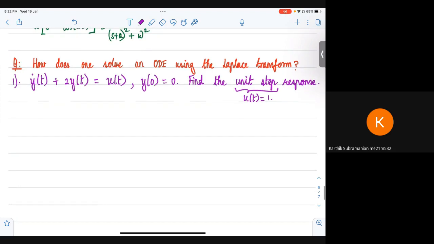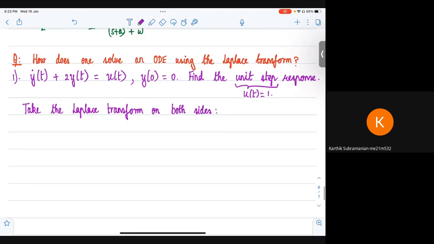Okay, so now what we do is let's take the Laplace transform on both sides. We consider that ordinary differential equation, and we are going to take the Laplace transform of that ordinary differential equation. Please stop me at any point if any part of this example is unclear. I will just do each and every step.